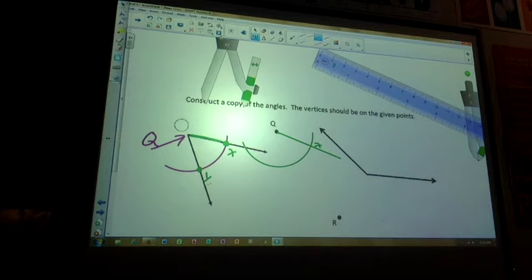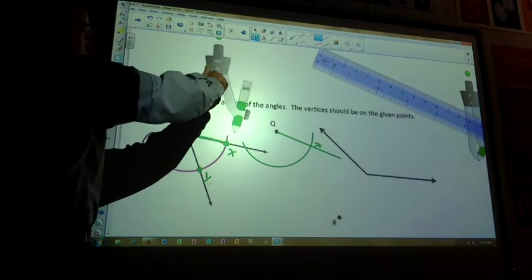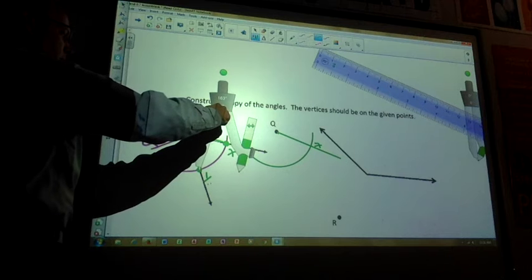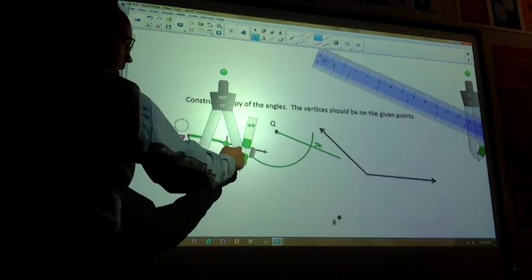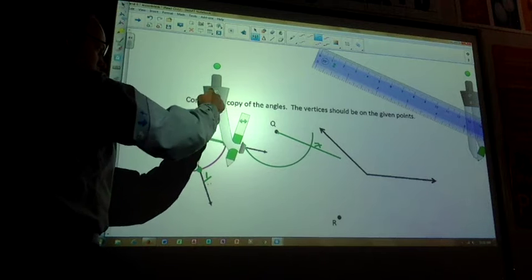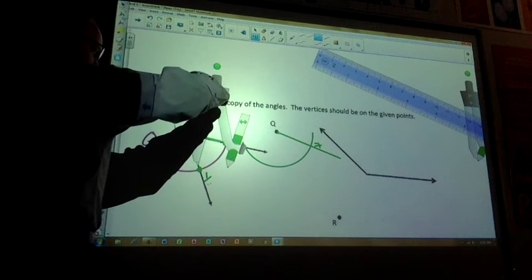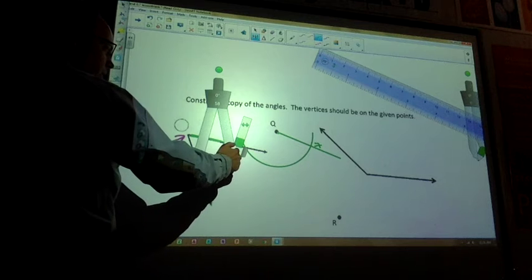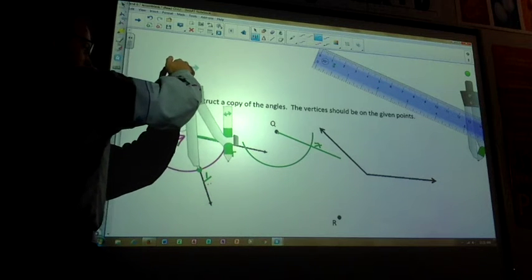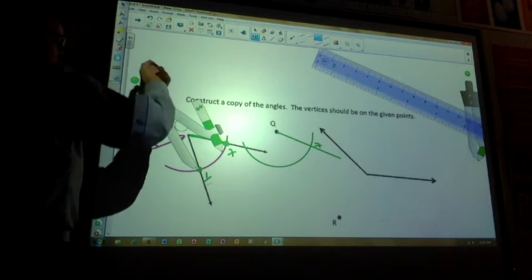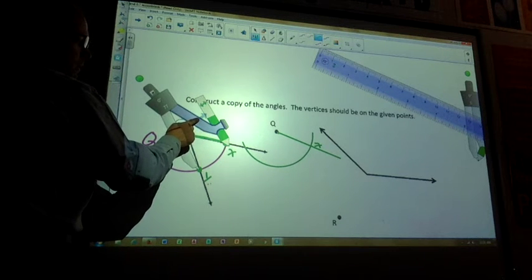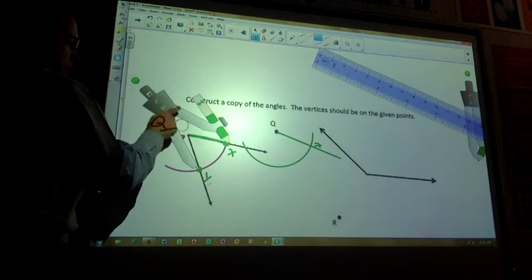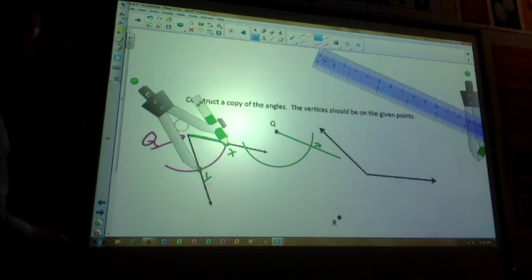Once we've done that, I'm going to take my compass and put my pointy end on point Y. I'm going to close the compass and rotate it so I can get on there. Yours are going to be a little quicker. So what I want to do now is measure the distance from point X to point Y.